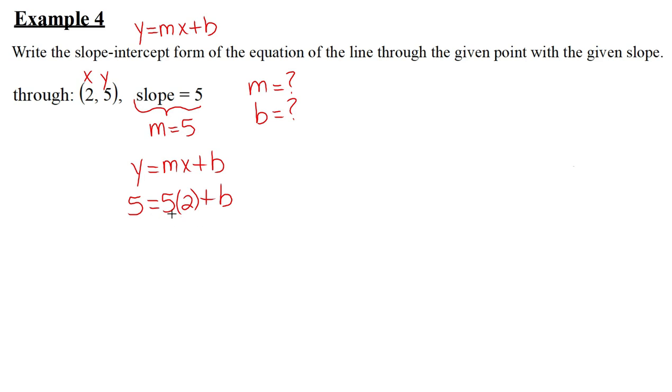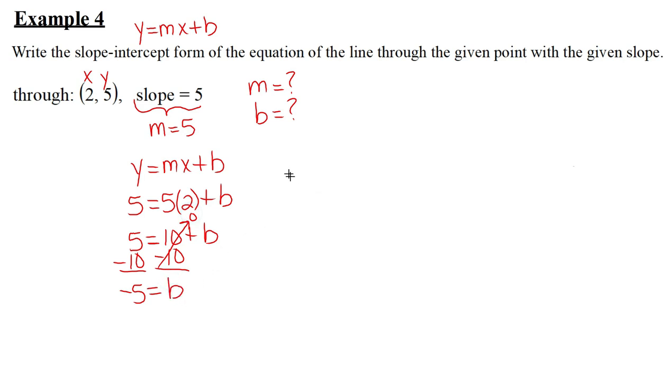And so what I'm going to do is simplify this 5 times 2, and that's going to rewrite my equation as 5 equals 10 plus b. And then what we need to do is solve for b. So in order to solve for b, I need to get b, this variable, isolated on the right-hand side of this equation. So I need to get rid of this positive 10. To get rid of that positive 10, I'm going to subtract 10 from the right-hand side. Now, if I subtract 10 on the right-hand side of my equation, I must subtract 10 on the left-hand side as well. So if I take 5 minus 10, that's going to give me negative 5. And that's going to be equal to, once the 10s cancel out, b.